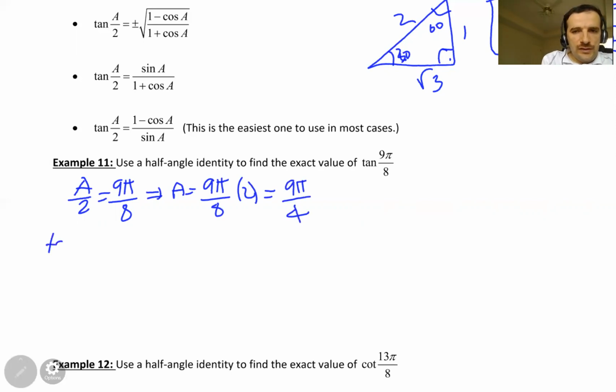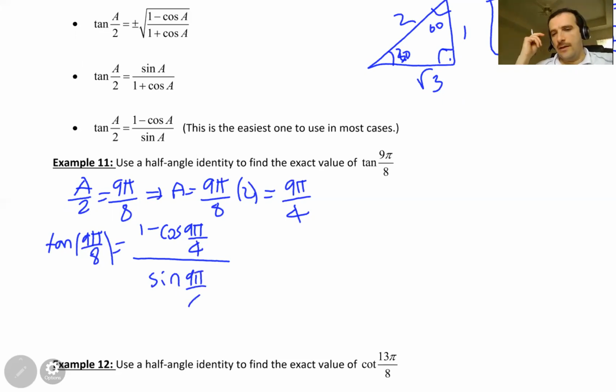So tangent 9 pi over 8 is equal to 1 minus cosine 9 pi over 4 divided by sine 9 pi over 4. Okay, so we need to know what cosine 9 pi over 4 and sine 9 pi over 4 is. Let's find the reference angle for 9 pi over 4. So reference angle. So this is a bigger angle, right?